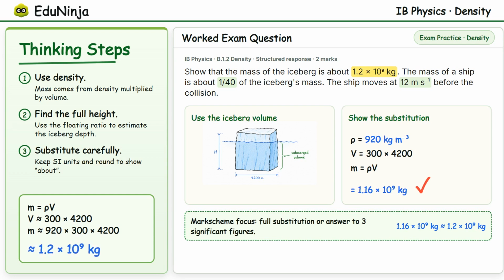For the marks, the examiner wants to see the substitution, or an answer to at least 3 significant figures. So don't just write the final number. The exam technique is the important part. Spot the density relationship, rearrange it if needed, use the volume carefully, and always include the unit. That is how a short density formula becomes a full 2-mark answer.